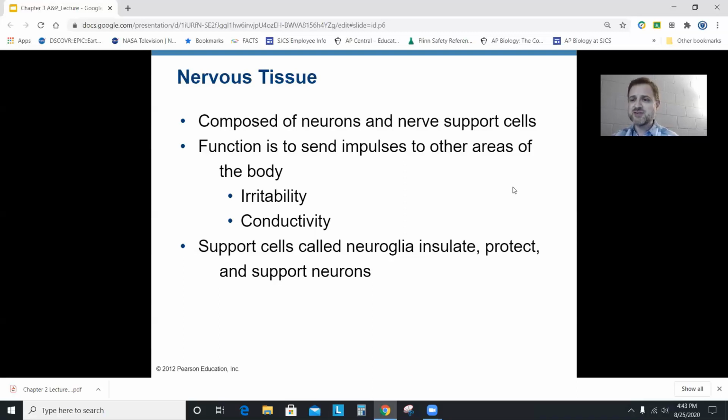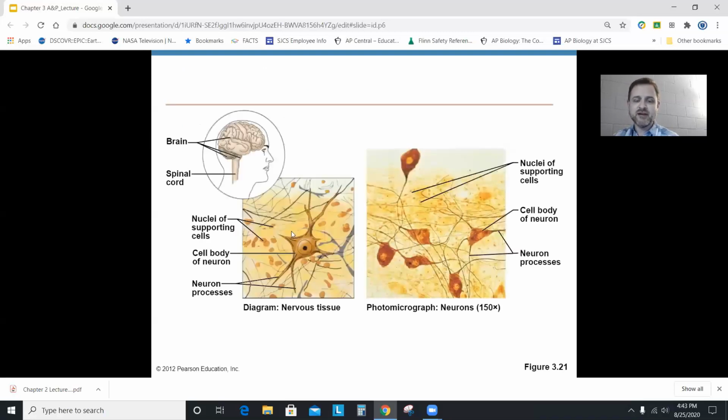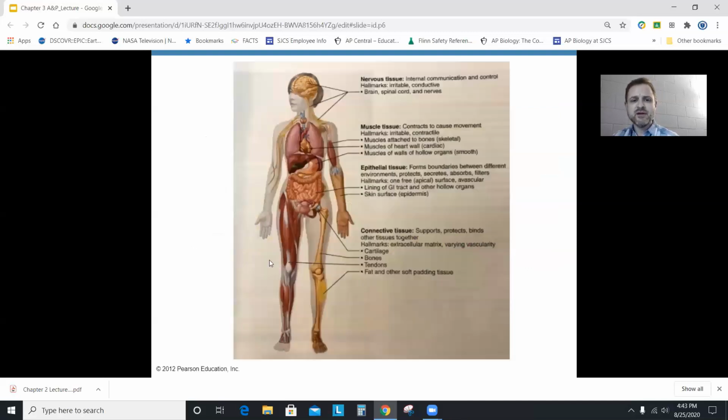The word actually means nerve glue. They insulate neurons, they protect them, and they support them. Here you just see an image. Again, we're going to come back to this in way more detail much later. Nerve cells usually have a cell body like this, and these long wire-like things that come off called axons. This is showing your brain. Okay, so that's all we're going to say about nervous tissue because we'll come back to it.